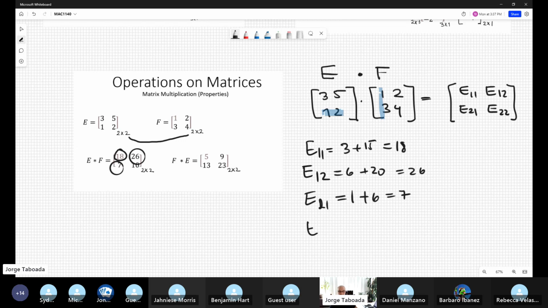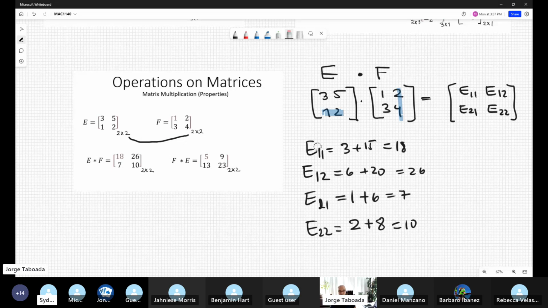And finally, E22 is the multiplication of the second row and the first with the second column of the second. So we have 1 times 2 is 2, plus 2 times 4 is 8, is 10. Okay, and that forms my matrix, E times F.